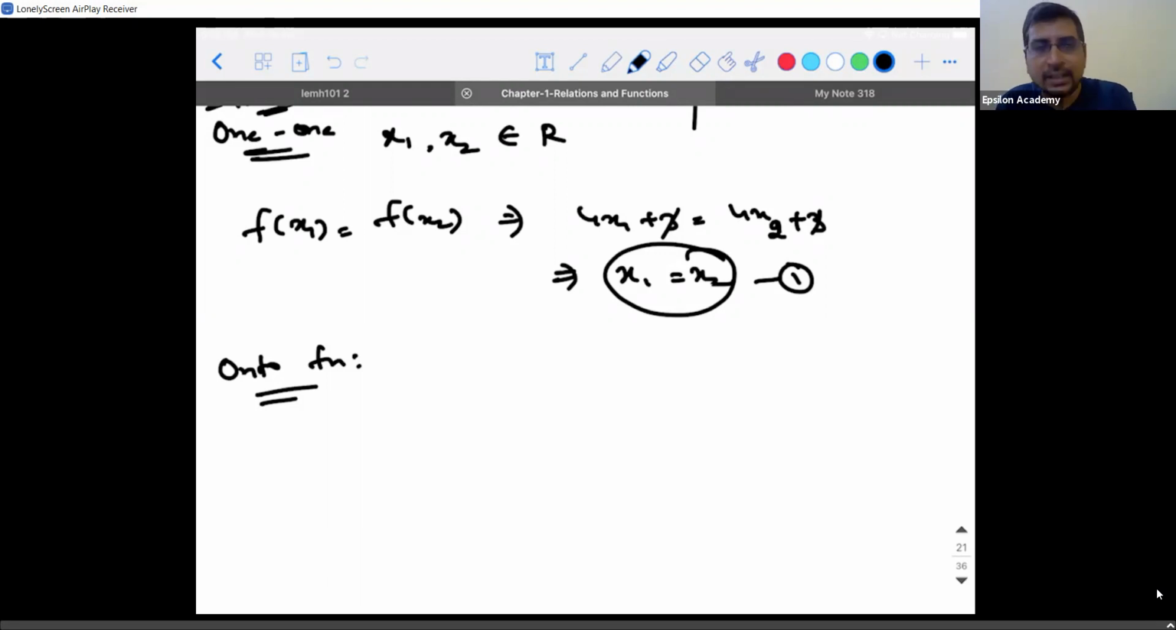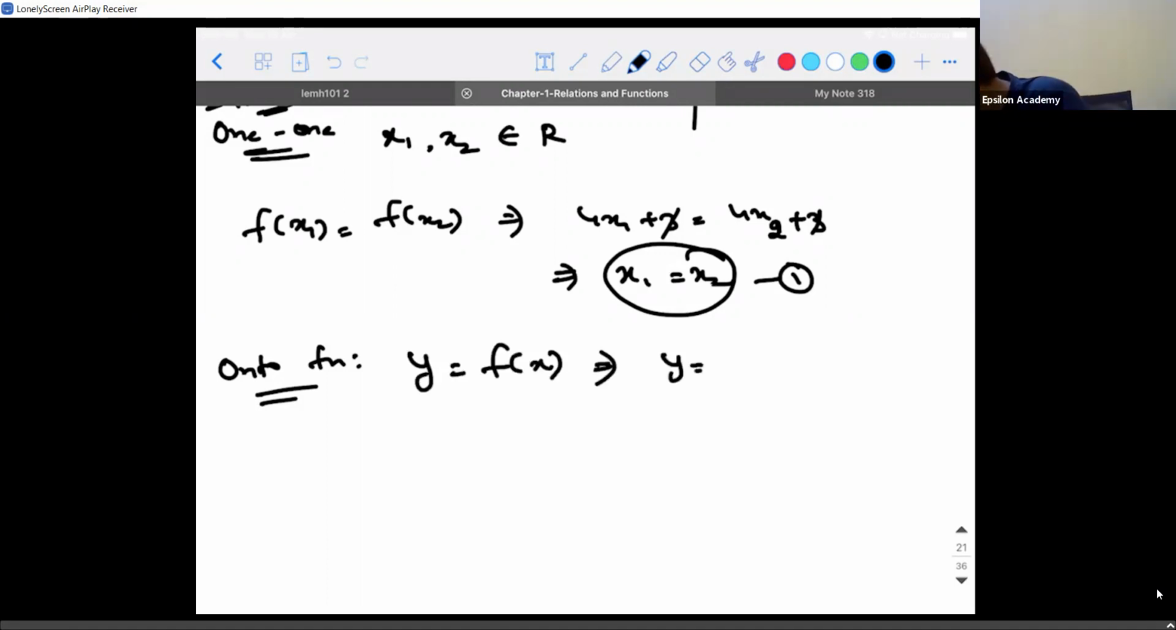When I have to find the range, what am I supposed to do? I need to find the values of y for which x is not defined. To find the inverse, you will write x in terms of y, then find the composition of functions from there. Till that point, it is the same step. From there, the branches get divided. So for onto function, what am I supposed to do? f of x is equal to y.